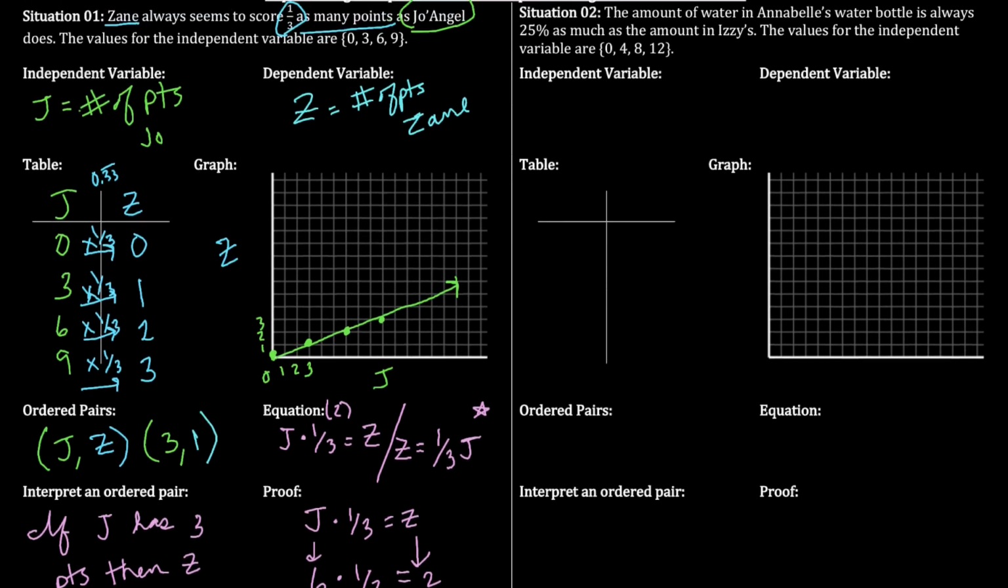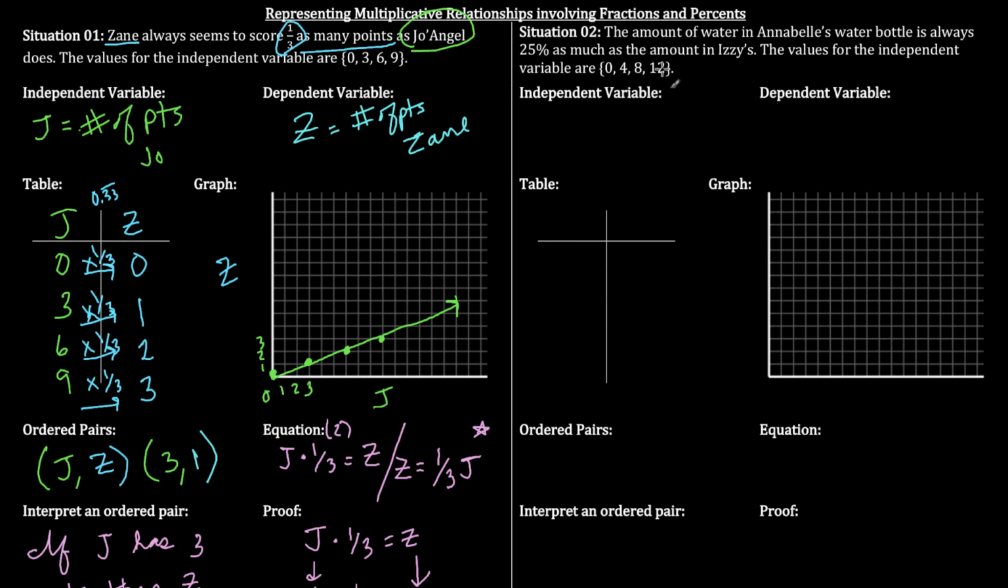So let's look at this next situation. The amount of water in Annabelle's water bottle is always 25% as much as the amount in Izzy's water bottle. Let me switch colors again. What we're talking about is the amount of water in Annabelle's water bottle is always 25% as much as in Izzy's water bottle. So ultimately we're talking about the water in Annabelle's.